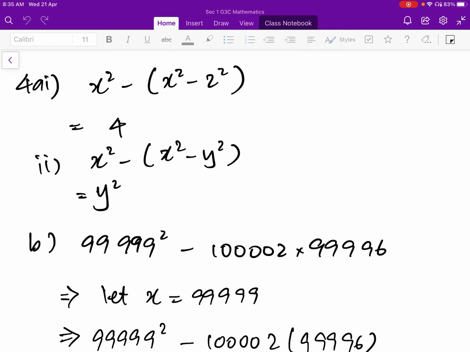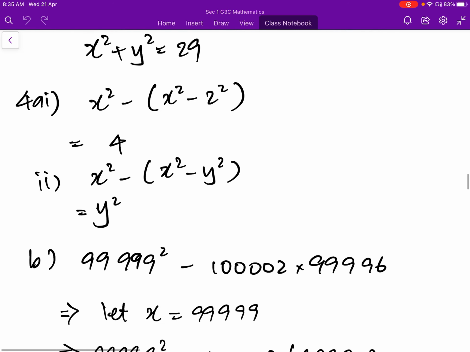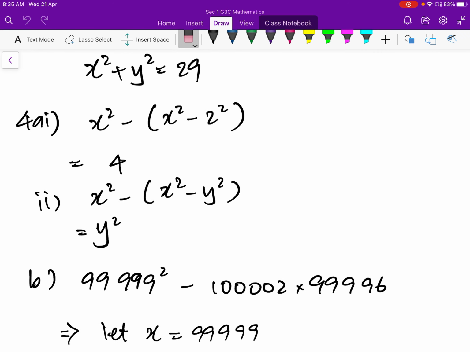So using our answers from part A, write down the value of 99,999 squared minus 100,002 times 99,996. Okay, so we recognize again that it has the same format as what we had in part A, before expansion. Okay, so let me put it down for you. In part A, we found that I'll remove all these first, yeah.